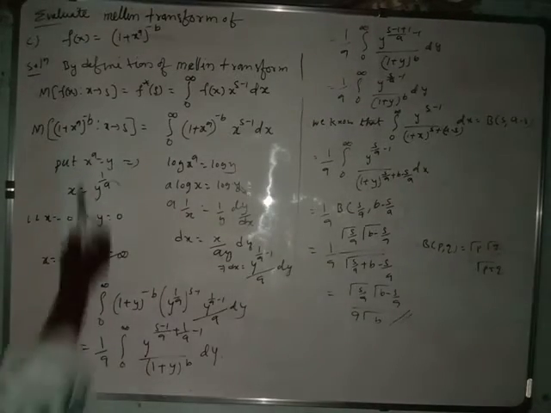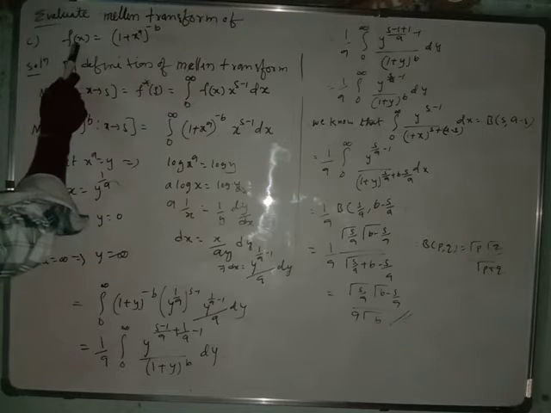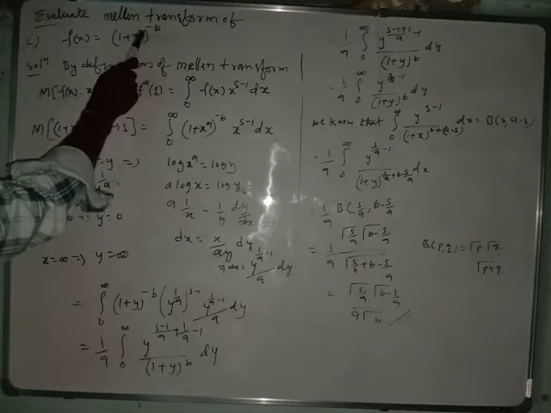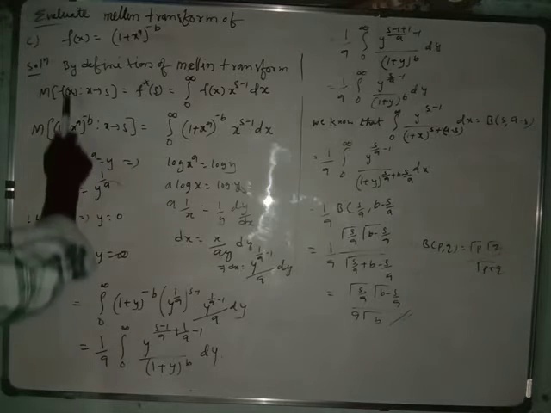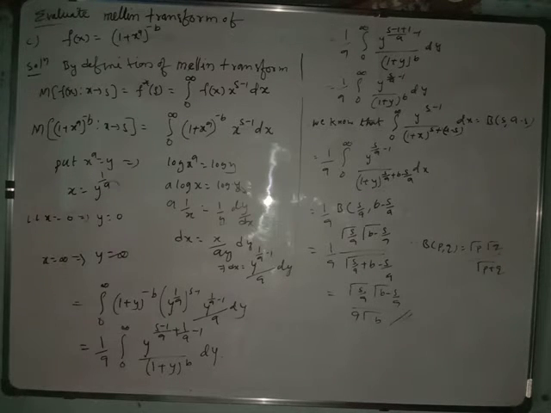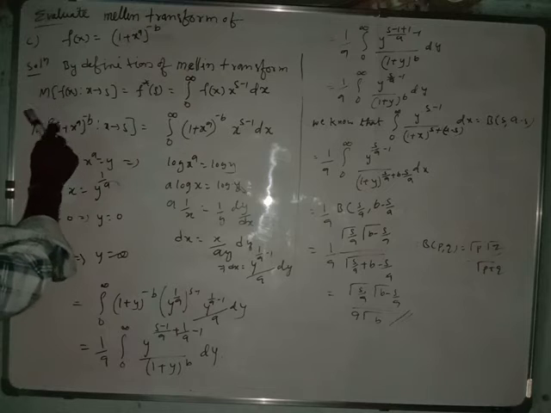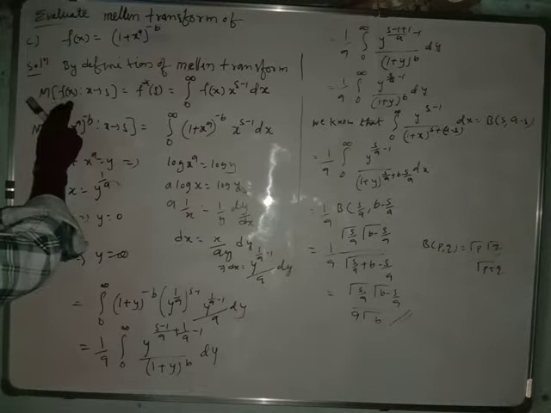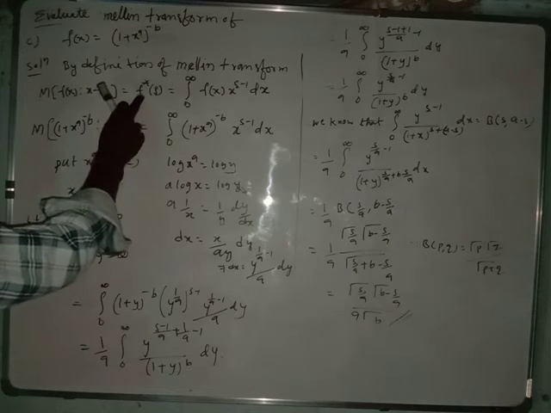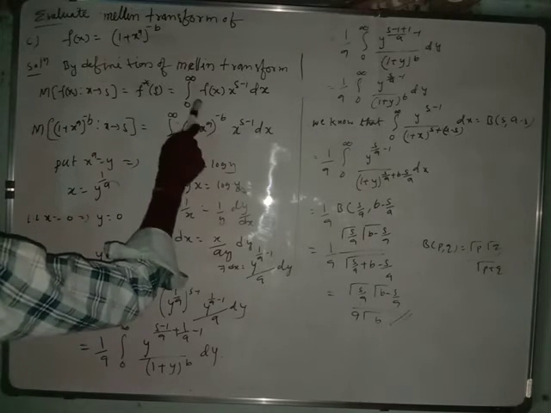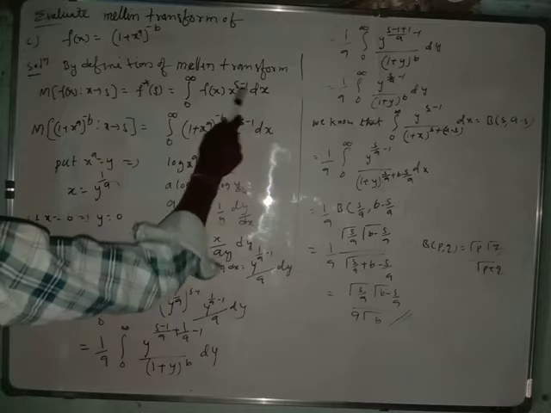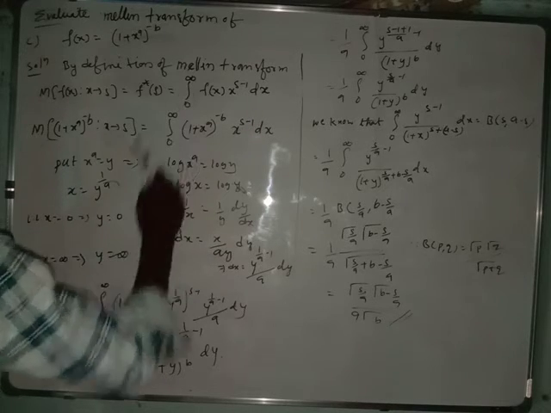Next, evaluate the Mellin transformation of f of x equal to (1 plus x^a) whole power minus b. Okay, now by definition of Mellin transformation, the Mellin transformation of f(x), denoted f star of s, equals the integral from 0 to infinity of f(x) x^(s minus 1) dx. This is the definition of the Mellin transformation.